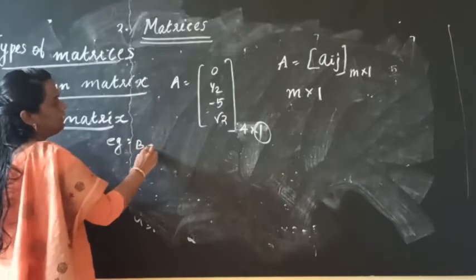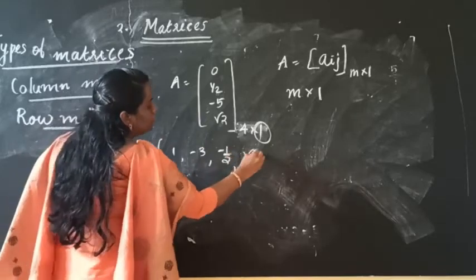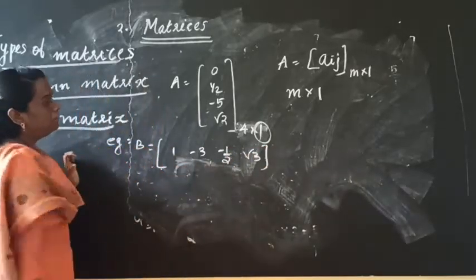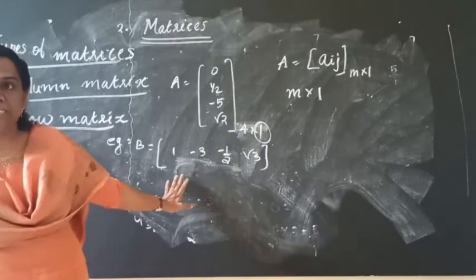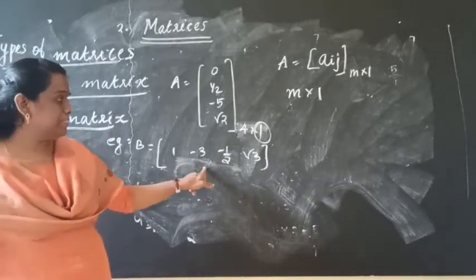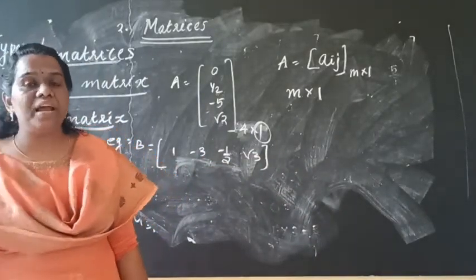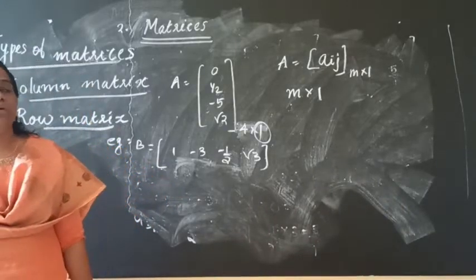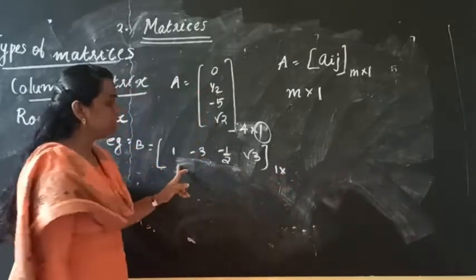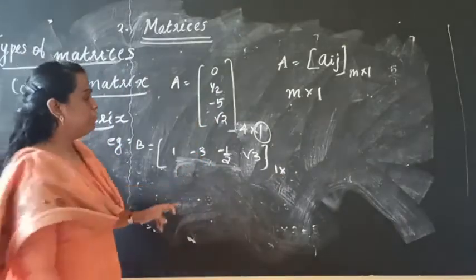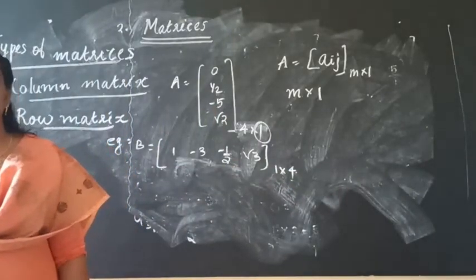Example: matrix B is equal to 1, minus 3, minus 1 by 2, root 3. You are not supposed to put commas. Commas are not there, you have to give a gap only. 1, minus 3, minus 1 by 2, root 3. It is a row matrix. Only one row. How many columns here? 4. What is the order? It is 1 by 4.